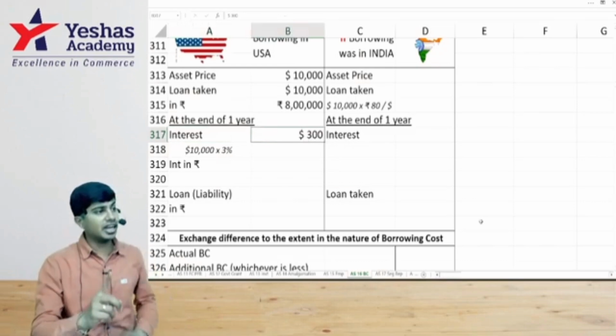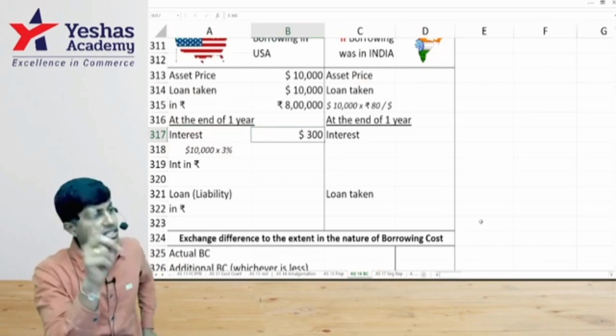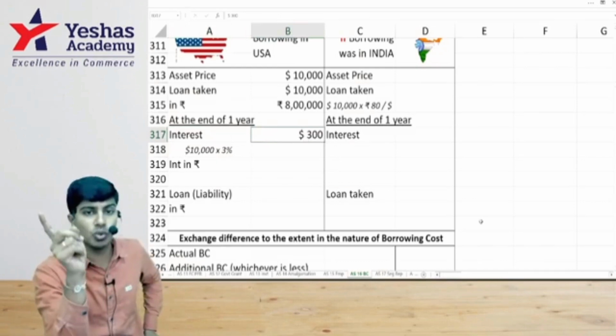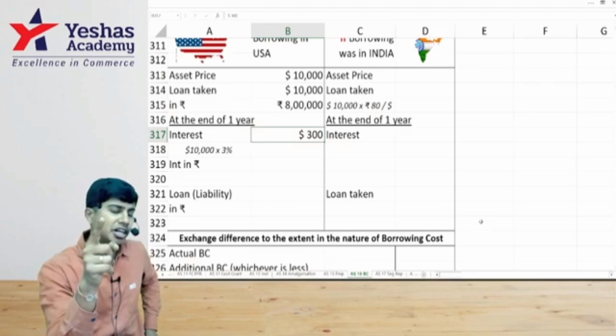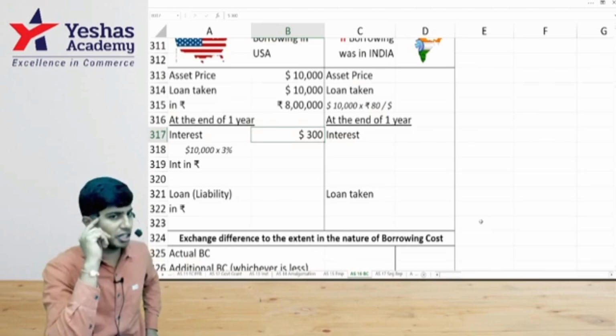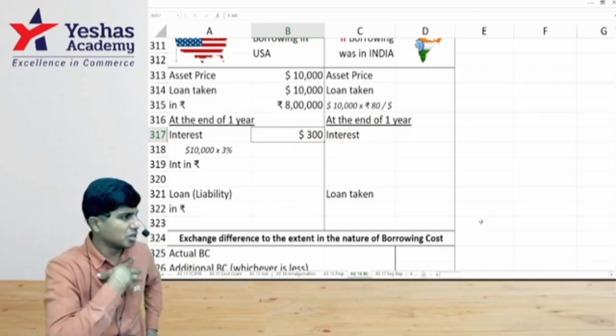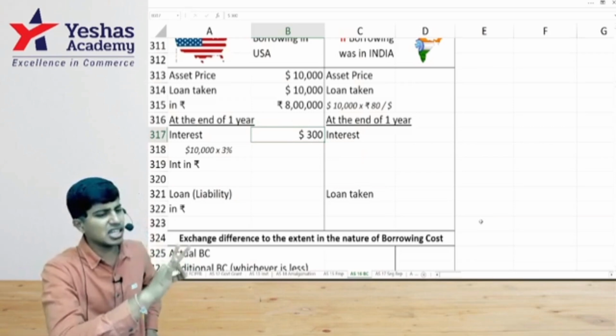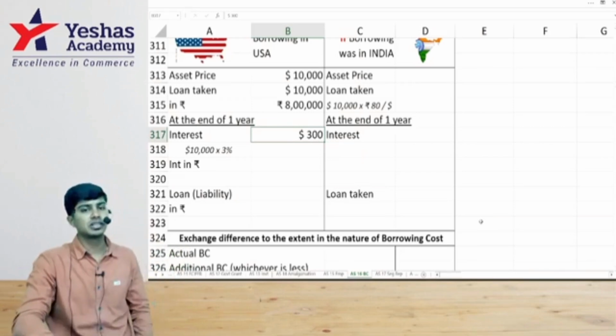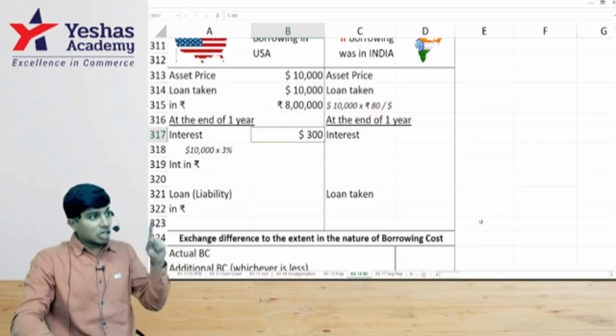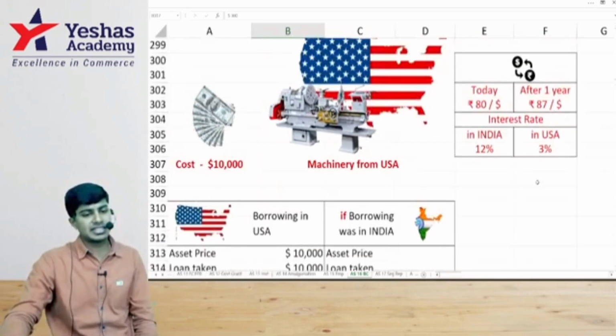$300. A $300 loan is taken in USA. The interest rate will be applicable as the US rate, and the interest will also be written in dollars, not in rupees. But in Indian books, if I have to write that expense, this $300 would be how many rupees? It will not be multiplied by 80, it will be multiplied by 87.